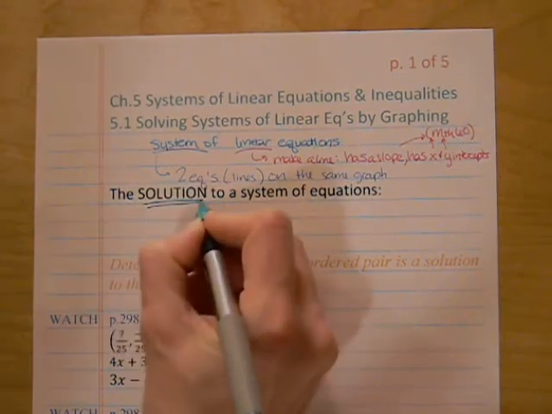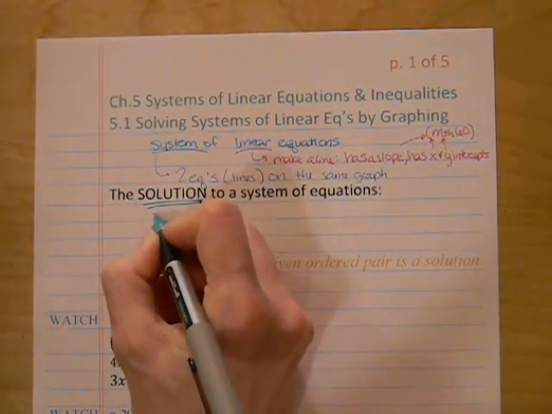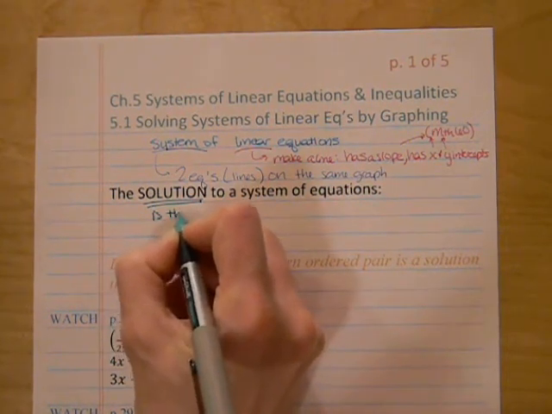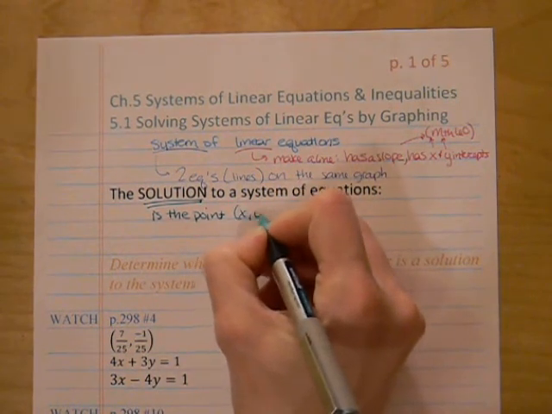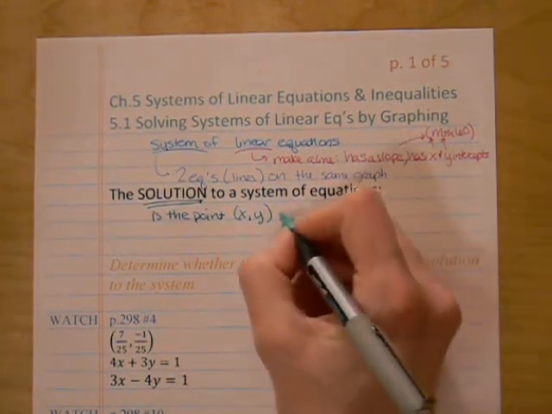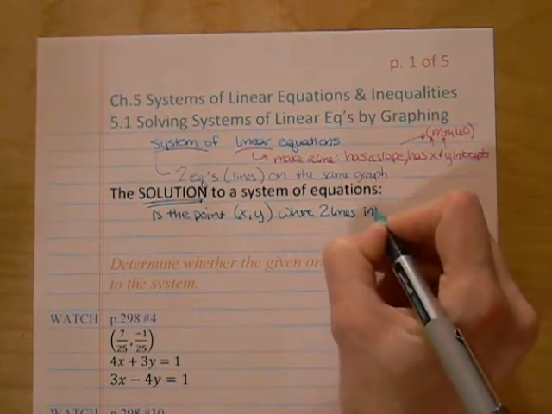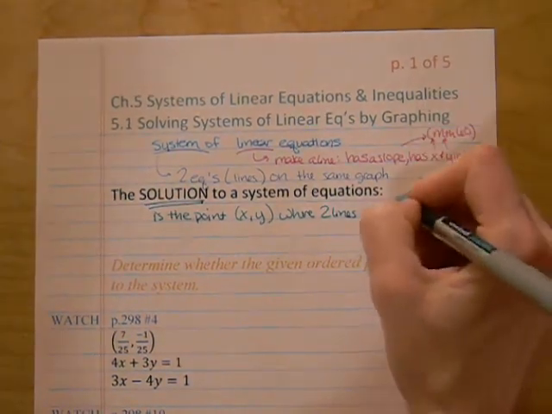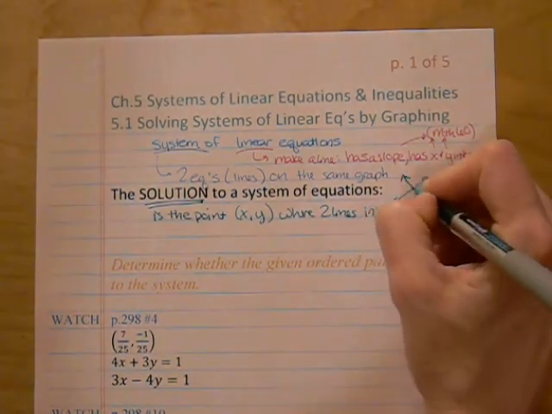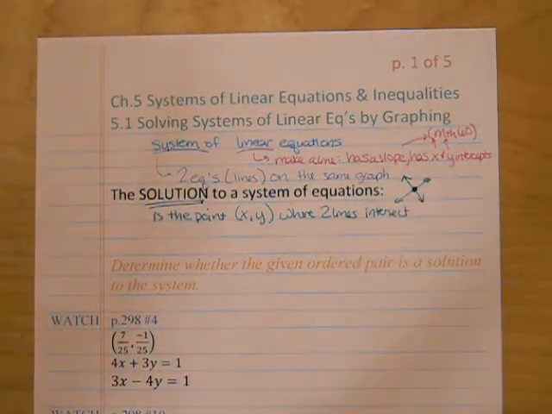And so what do we mean by solution? Well, it means a couple different things. First of all, a solution is the point having coordinates x, y, where the two lines intersect, or cross each other. So if you have two lines graphed on the same graph, where they intersect, that point is the solution. It's a point on both lines.